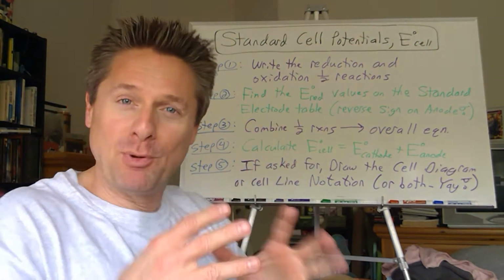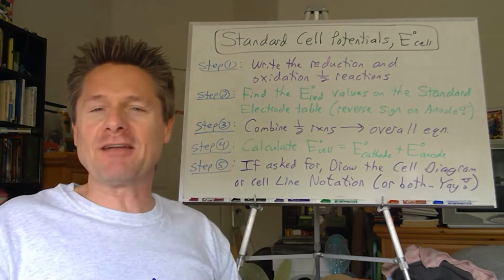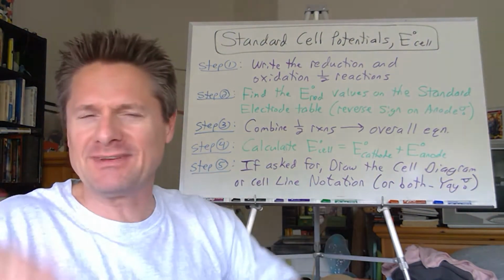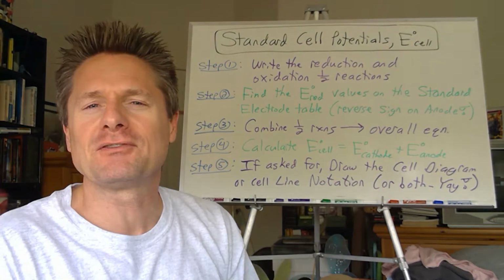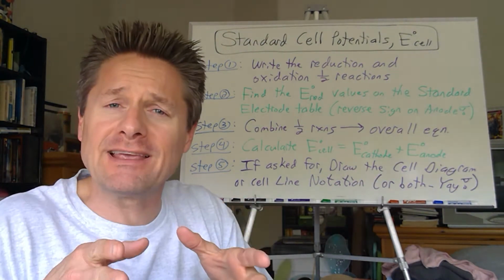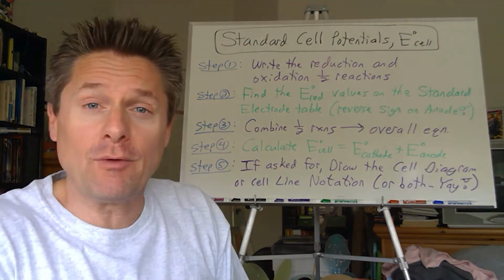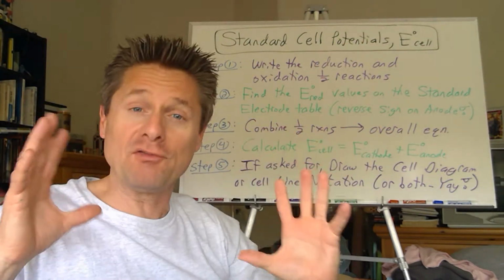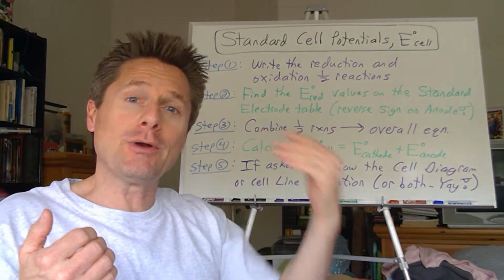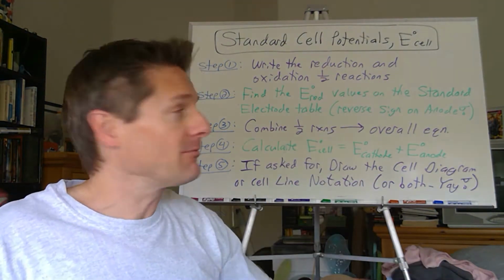Here we go. Let's put everything together and officialize it, right? We've been talking about cell potentials and electrode potentials and standard and non-standard conditions. Let's focus in on what we are going to do if we get a problem. Let's look at standard cell potentials, the overall cell potential between the anode and the cathode. Anodes on the left, cathodes on the right.